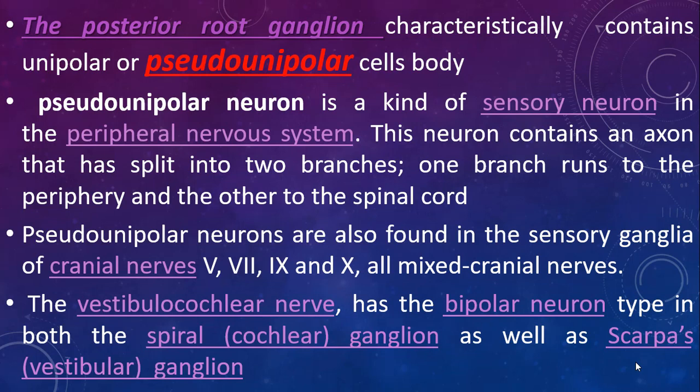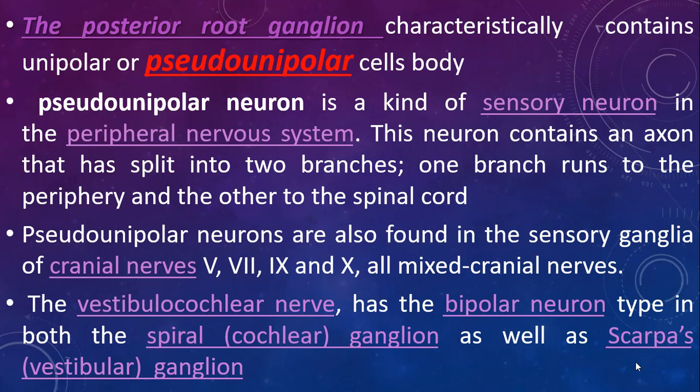The posterior root ganglion characteristically contains unipolar or pseudounipolar cell bodies. A pseudounipolar neuron is a kind of sensory neuron in the peripheral nervous system. This neuron contains an axon that has split into two branches. One branch runs to the periphery and the other to the spinal cord.